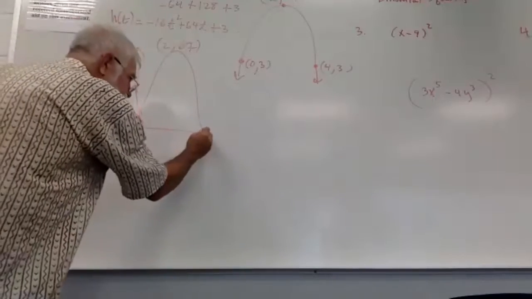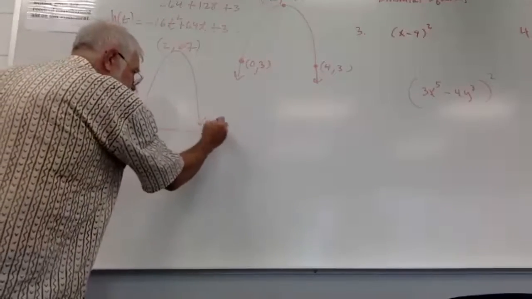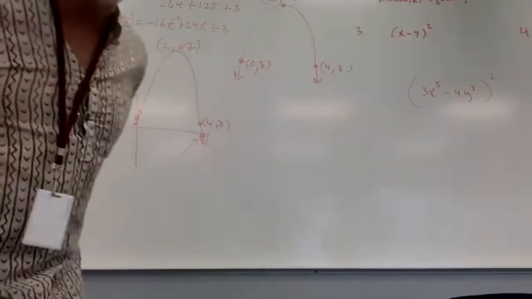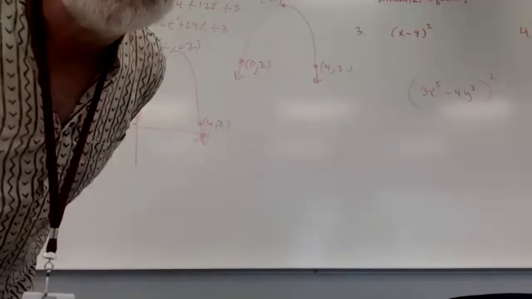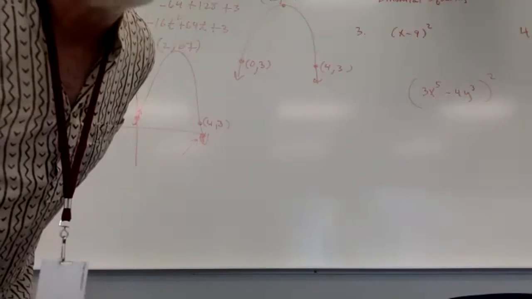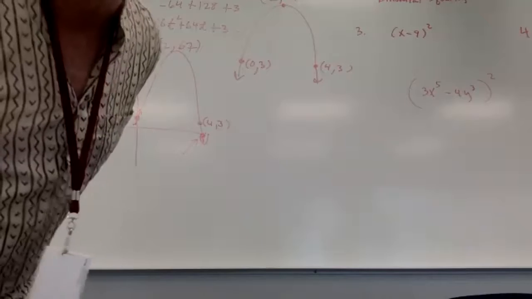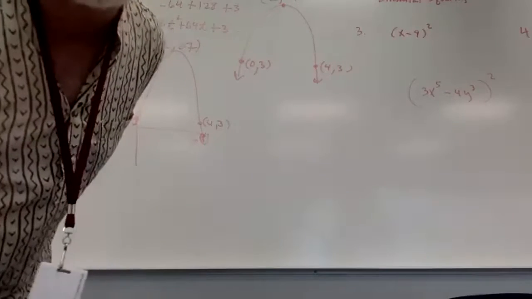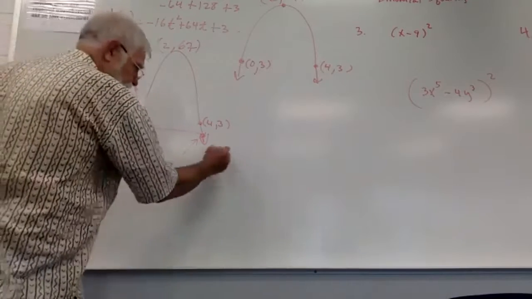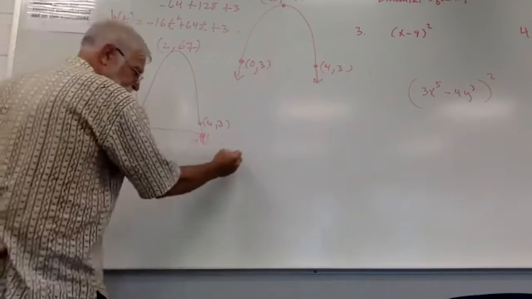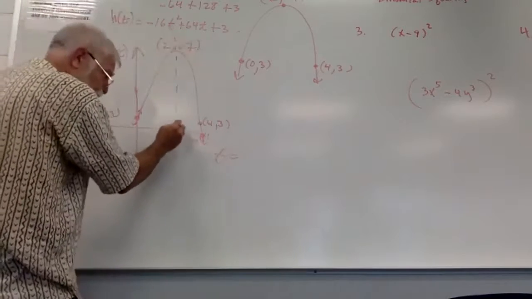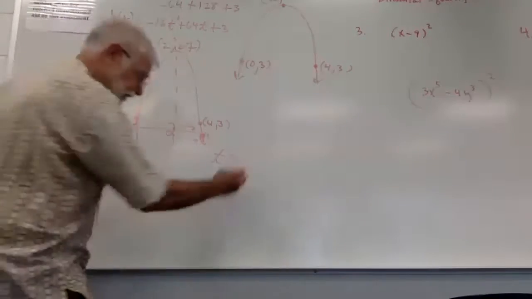So what's this value? I know at 4 seconds, it came back to 3 because of the symmetry. But what is this? Is it more than 4 seconds or less than 4 seconds? What do you think? More. It's got to be a little more than 4, right? Because it went down a little further. So how do I get that answer? What is this time right there? Can we agree that it's measured from the number 2? Isn't it a little more than 2?